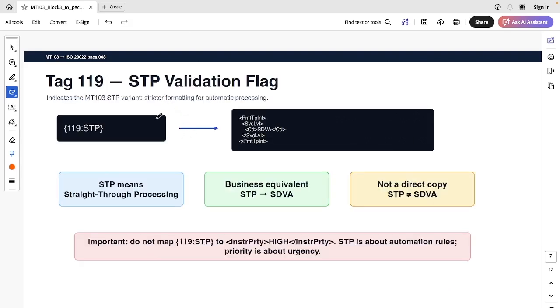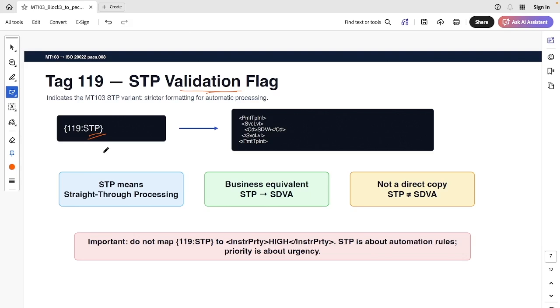Next is field 119. Field 119 is called the validation flag. In this example, it contains the value STP. This indicates that the message is an MT103 STP variant. STP stands for straight-through processing. Straight-through processing means that the payment is intended to move through the processing chain automatically without unnecessary manual repair or intervention. To achieve this, an STP message is subject to stricter formatting and data quality rules.